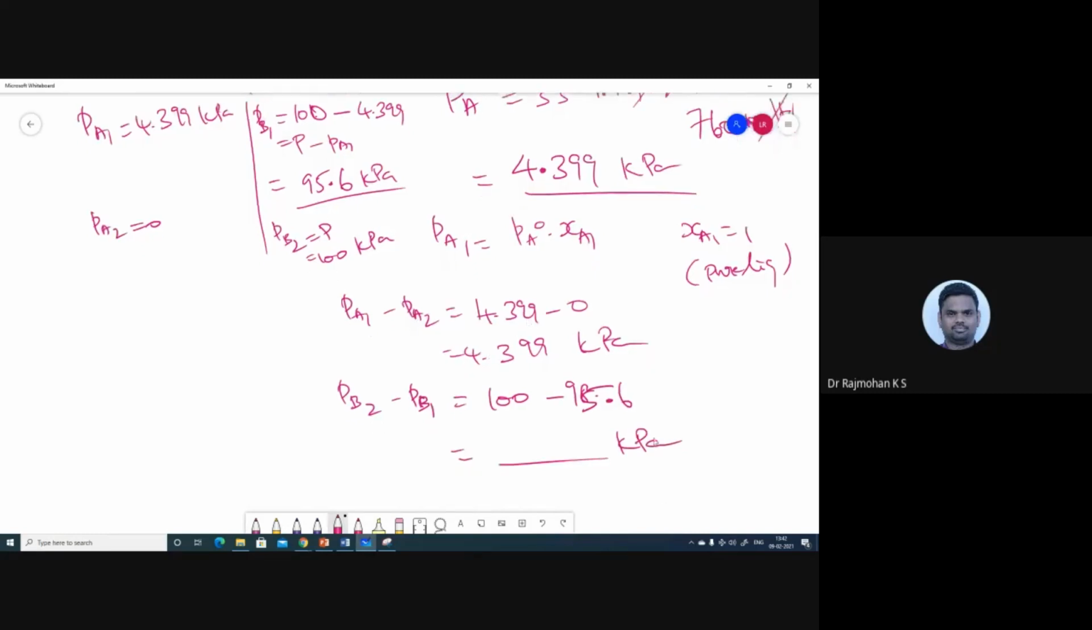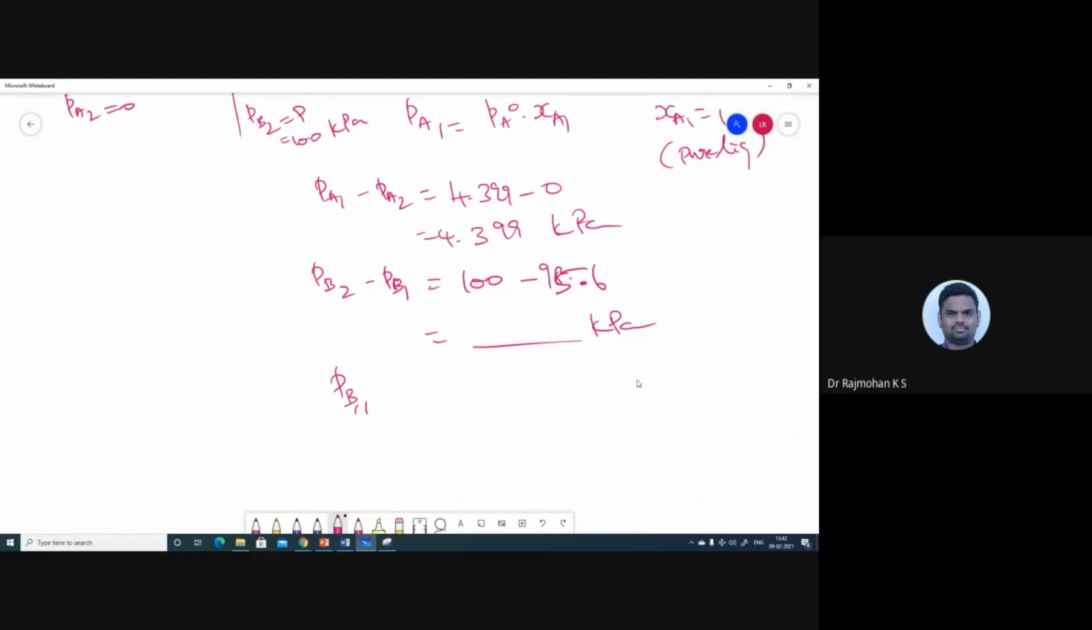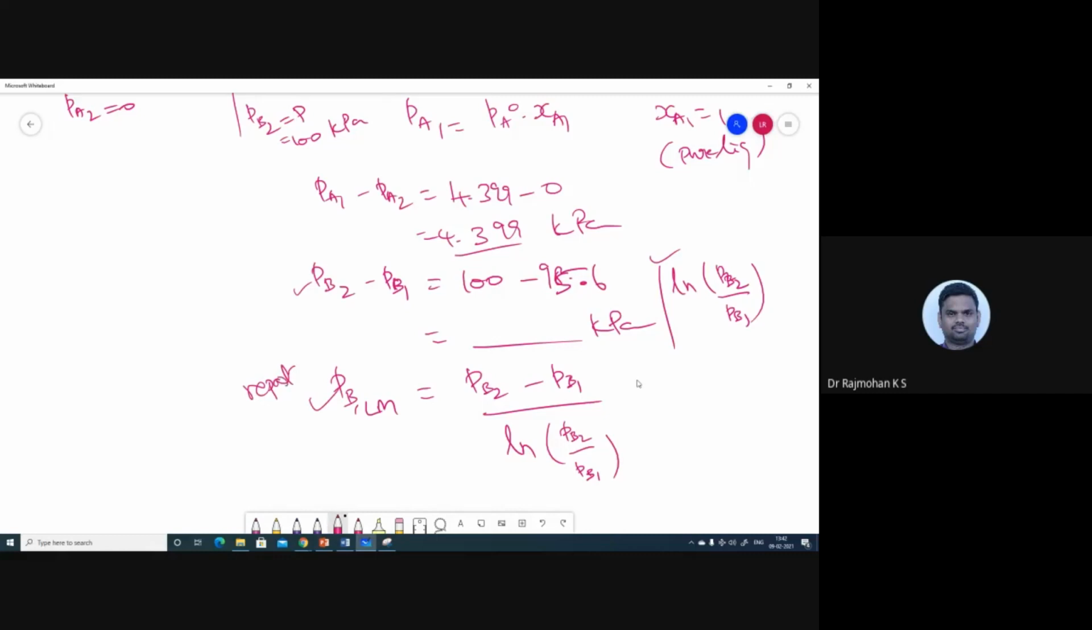We can determine what is PB logarithmic mean: PB2 minus PB1 by ln of PB2 by PB1. So we can keep this also ready. See, in exam you can directly substitute if you are clear about how you are substituting. But if you want to verify something, we can do step by step verification. I am doing this PB logarithmic mean separately and substituting there. But always we report PB mean correctly. Even if you don't do these two separately, this should be done. Report PB mean value always.